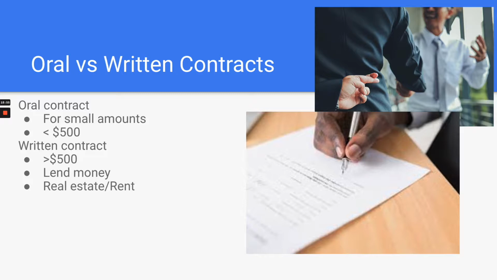Also, anything to do with purchasing real estate. And we'll talk more about what real property is, but for now, houses, land, a lease on an apartment, or if you're going to rent, you need a written contract. And you should be really careful with that.